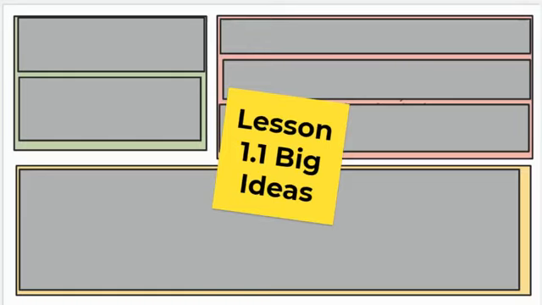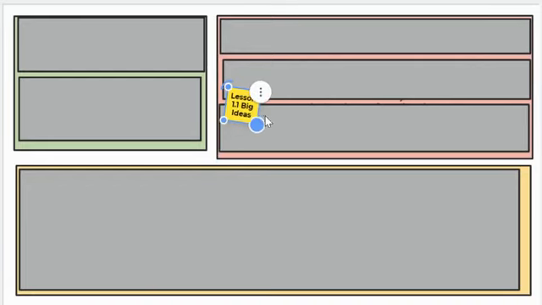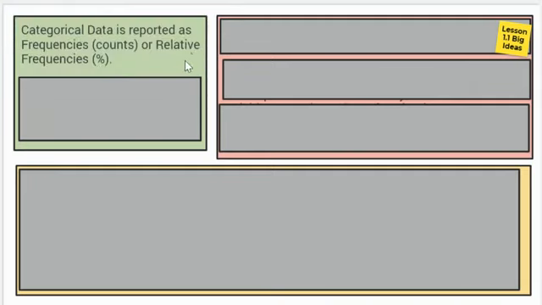Hey everyone. So we're going to take a look at the big ideas for lesson 1.1. That's our focus for this particular video. So the first big idea that we have is this, that categorical data is reported as frequencies or relative frequencies.